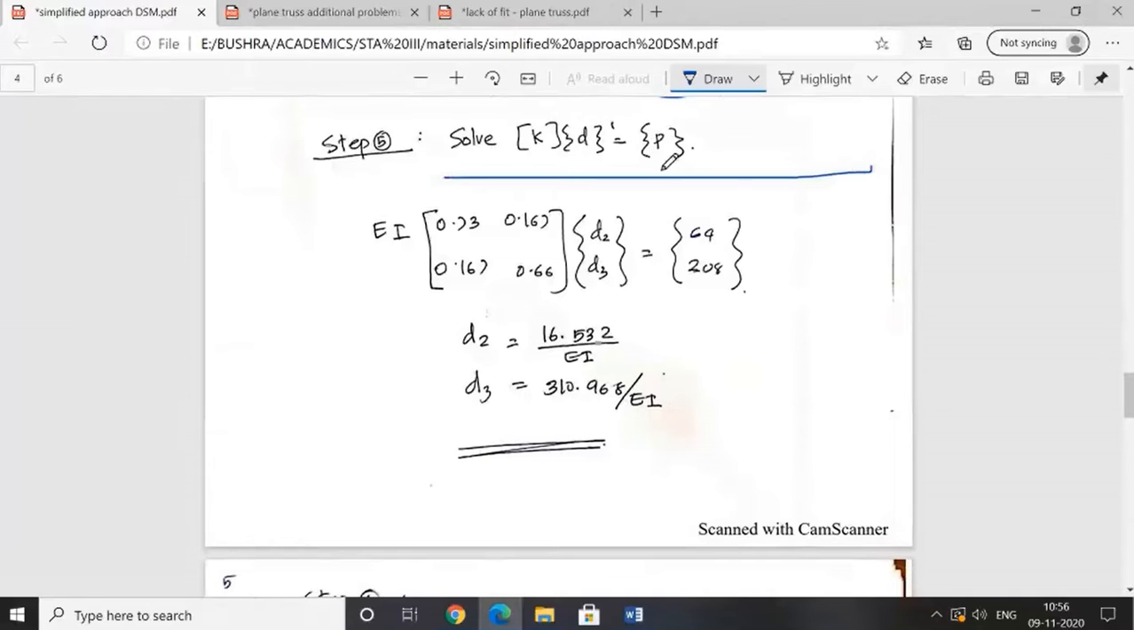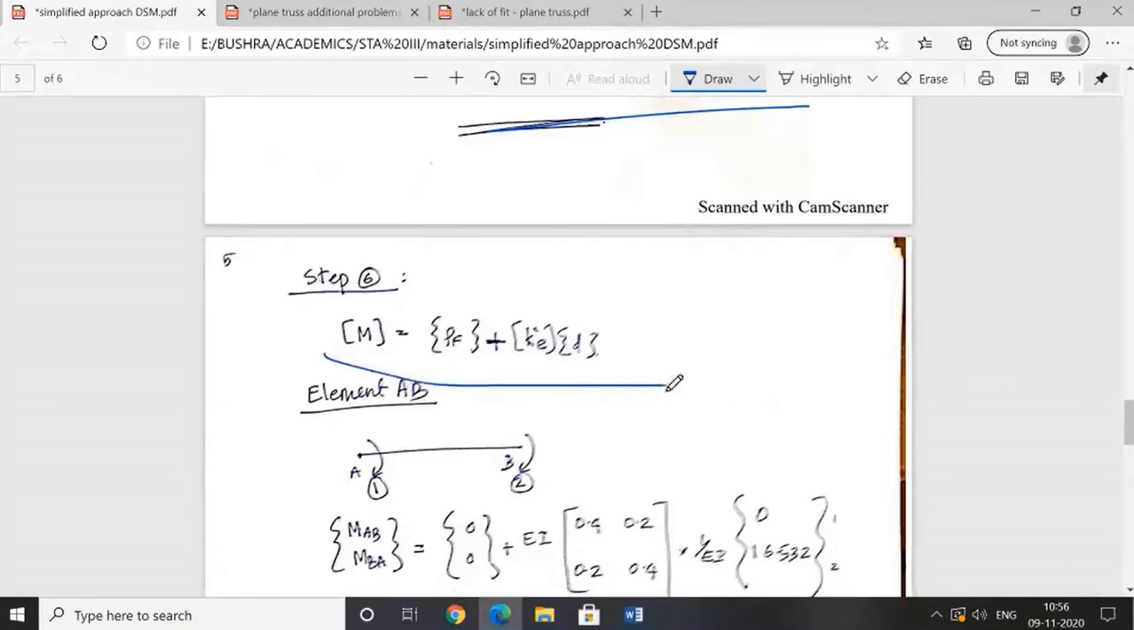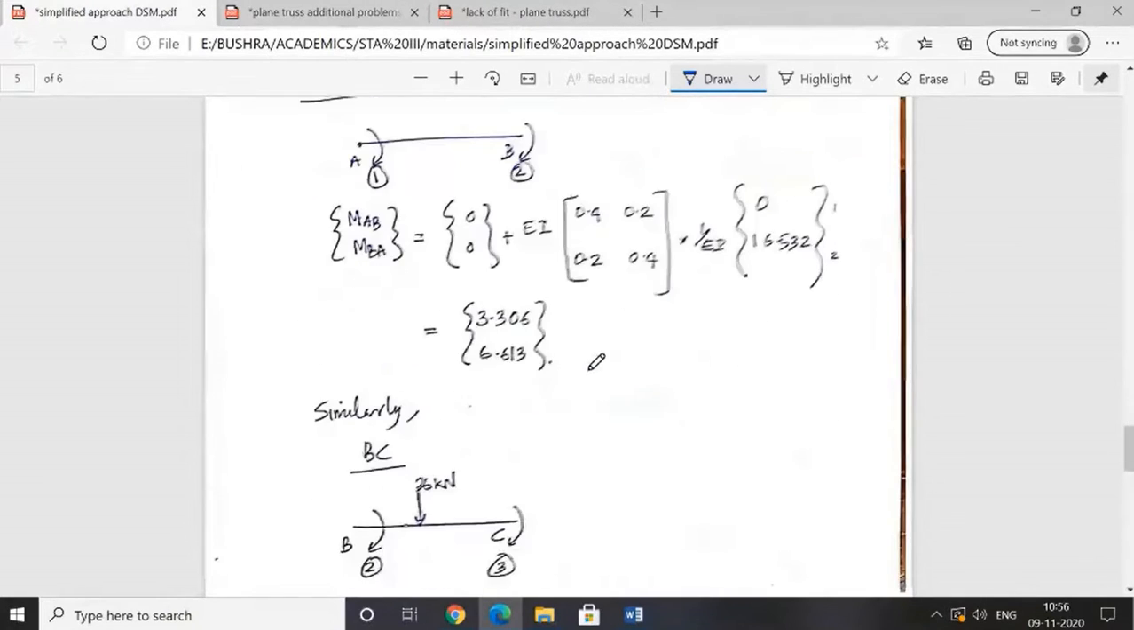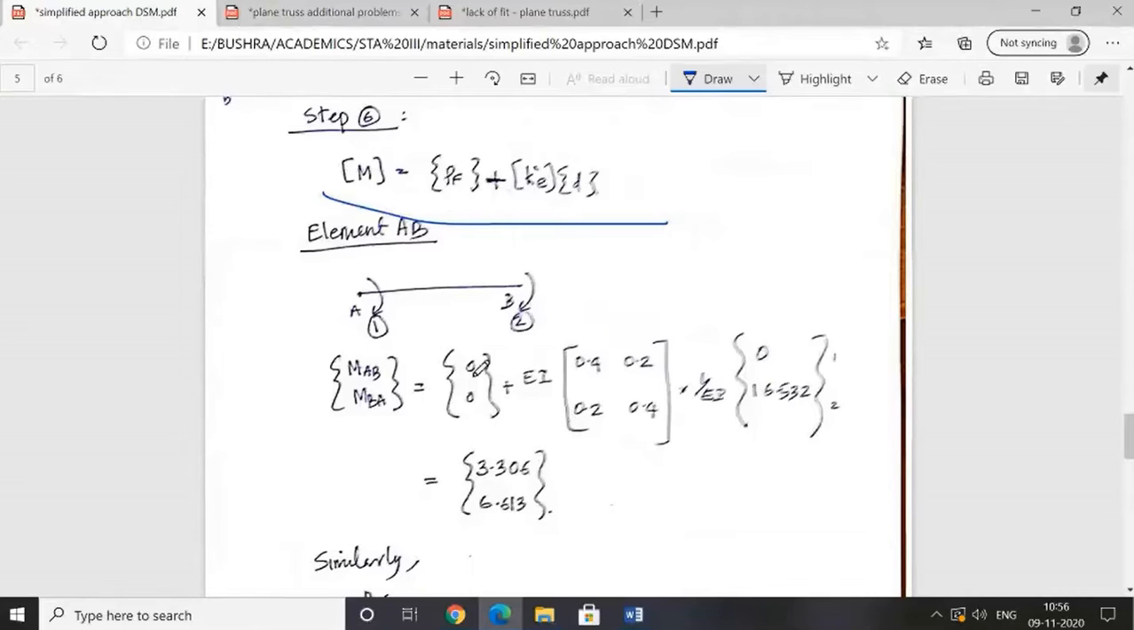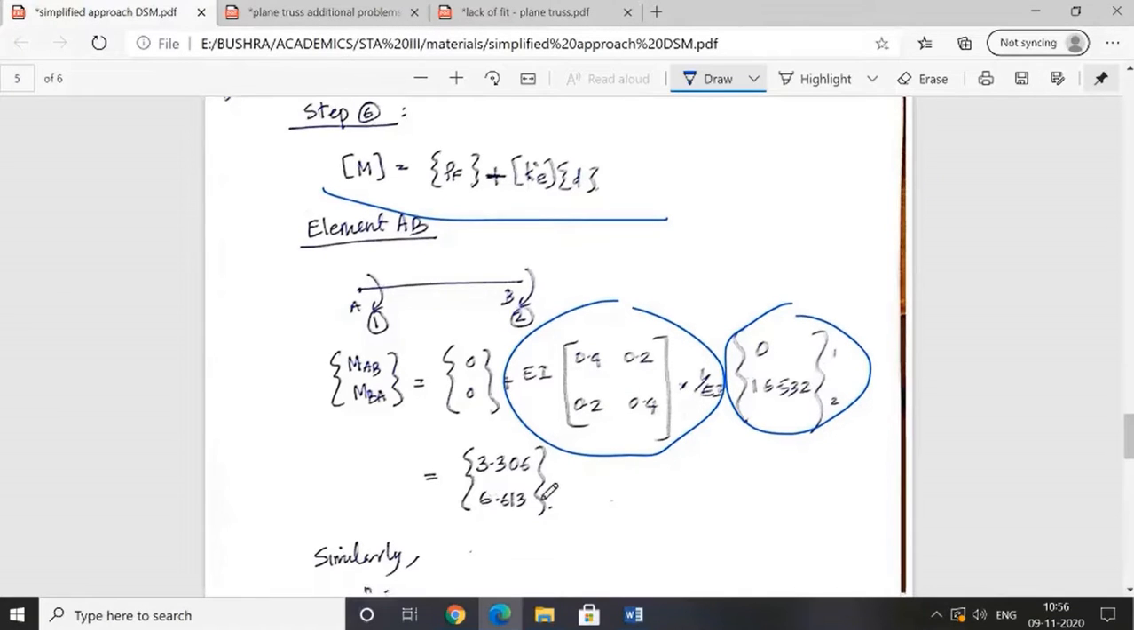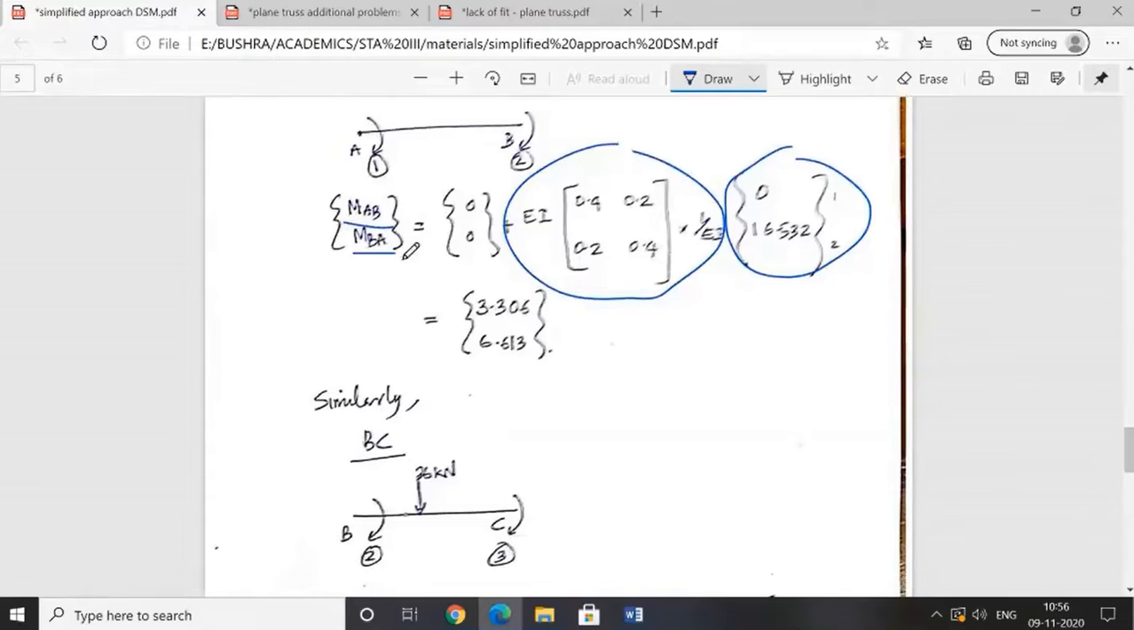Now you can solve K into D as P. K, you know, D is D2 and D3, you will get D2 and D3 as a matrix. Now the final step is PF plus KE into D. PF is for AB plus KE of AB into D of AB. D of AB means D1 and D2. D1 is 0, only D2 remaining. You can substitute the value and find MAB and MBA.